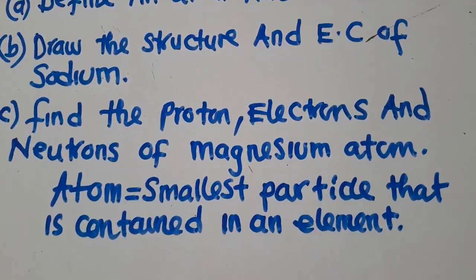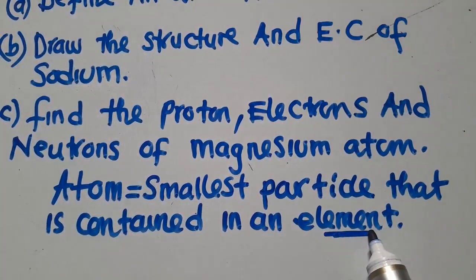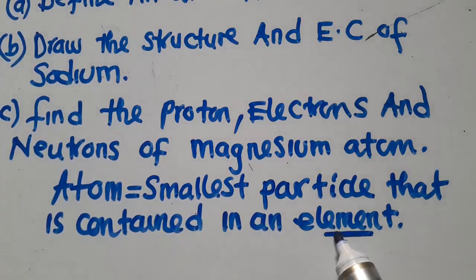So whenever you are talking about an atom, you are talking about the smallest particle that is contained in an element. Some people will tell you that an atom is the smallest particle that can take part in a chemical reaction, which is correct. I'm not saying it is not a right definition. But with this definition, I've said this is the smallest particle that is contained in an element.